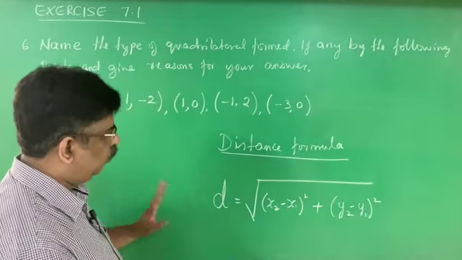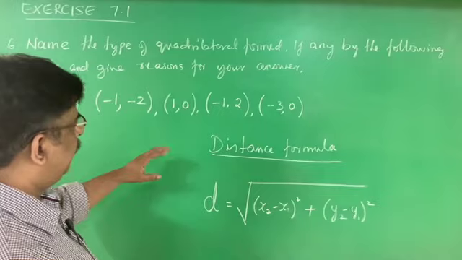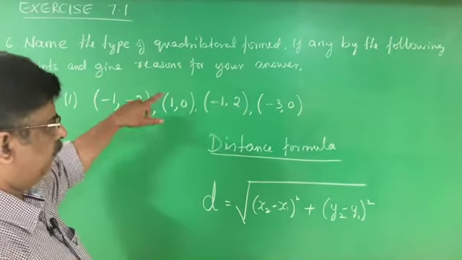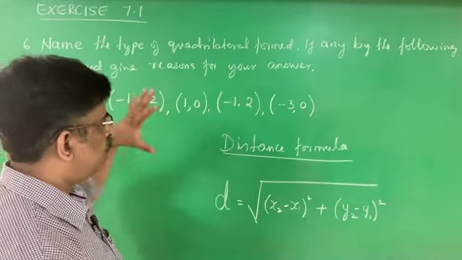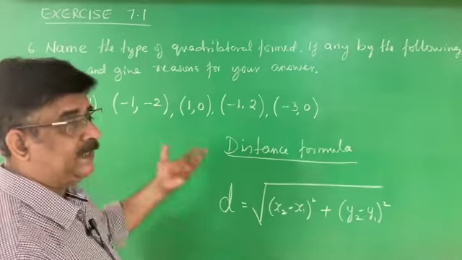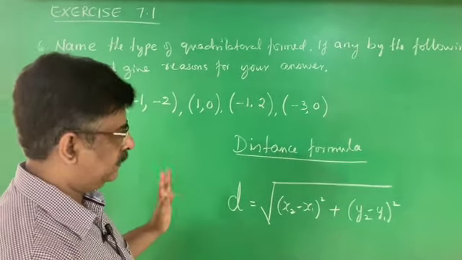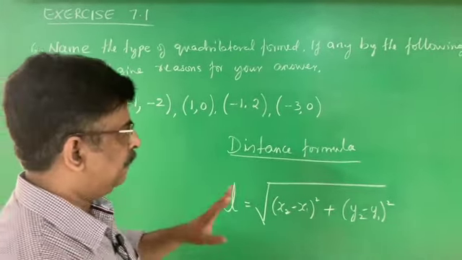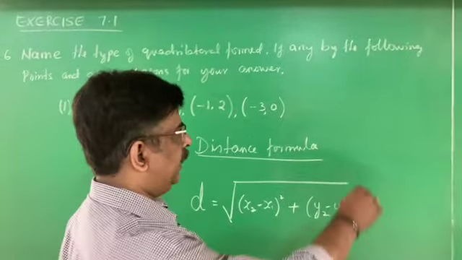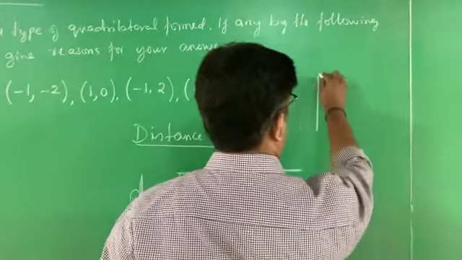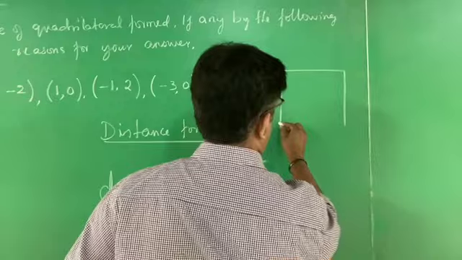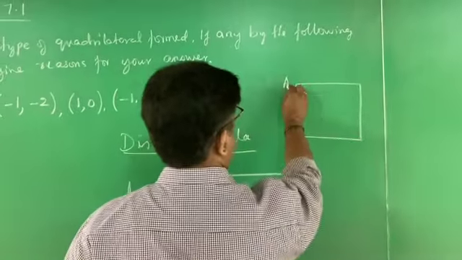Now what we have to do is verify what type of quadrilateral we are going to get by joining these points. For that purpose, I write a rough figure here. See here, one rough figure I write. I write this as ABCD.